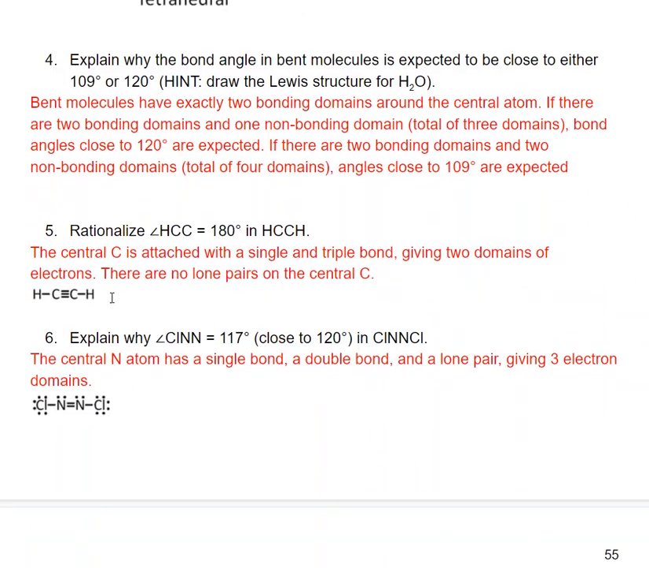So in this molecule here, the central carbon is attached with a single and a triple bond. That gives us 2 domains of electrons. And since there's no lone pairs, with 2 domains, we have an angle of 180. In this molecule down here, the central nitrogen has a single bond, a double bond, and a lone pair. So that's 3 electron domains, and we expect a bond angle to be around 120.